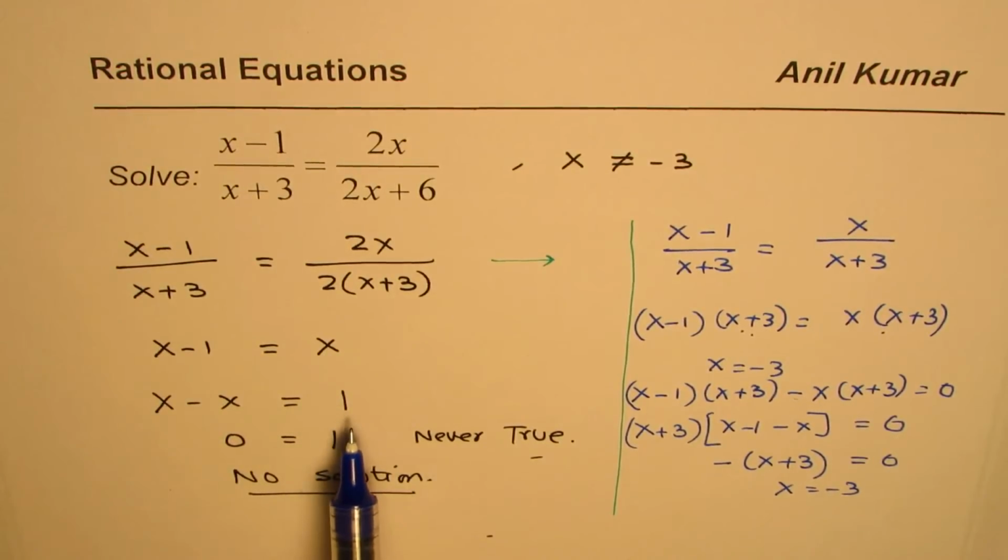Now the one which I gave you in the very beginning is the right way of solving, and clearly we see that there is no solution. The important thing to realize here is to always write down the restriction first and then find the solution. Once you get the solution, check with your restriction. The restriction can never be part of your solution. I hope that helps.